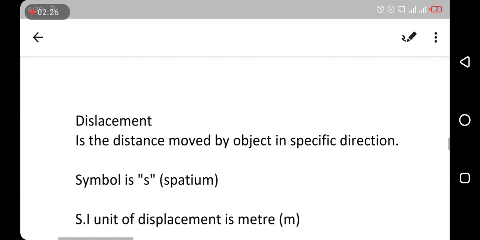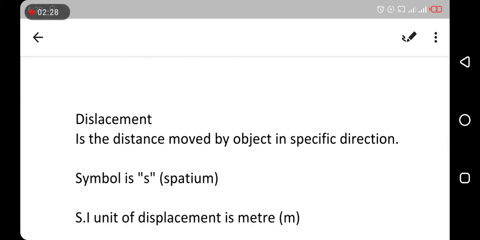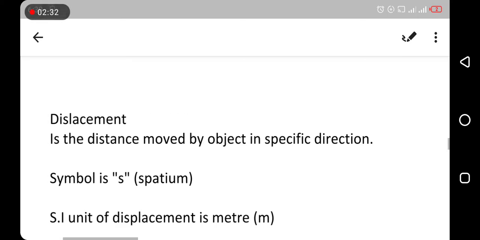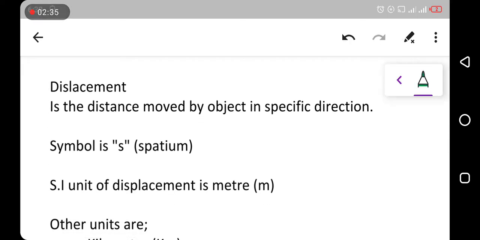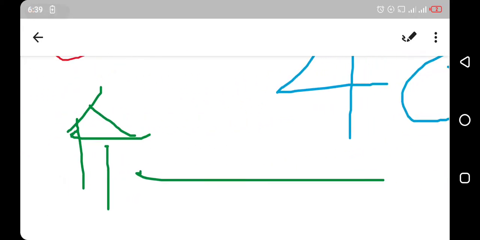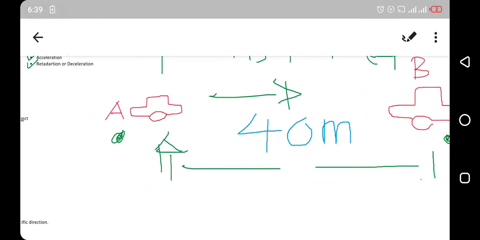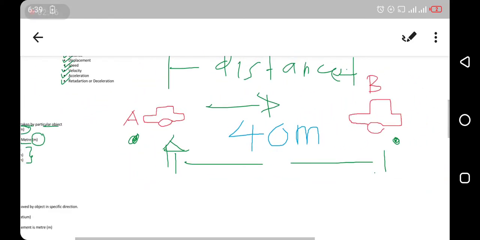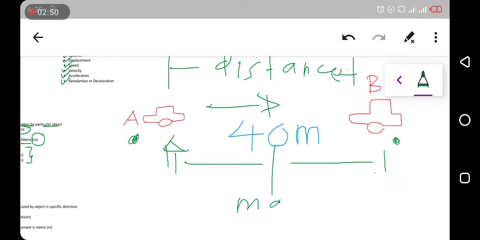Another thing we are required to know is the second term, displacement. So what is displacement? Consider our example above. The car moves from point A to point B, 40 meters. The 40 meters in physics we call the magnitude. Kwa Kiswahili tunasema ni ukubwa. This is magnitude.